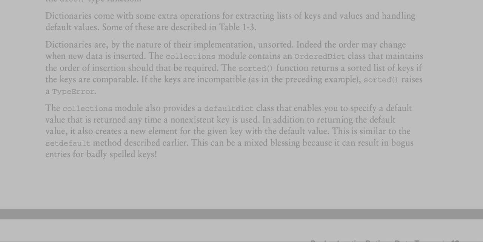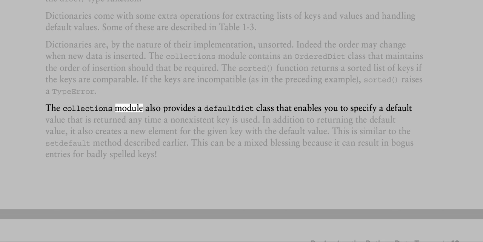You can create an empty dictionary by using an empty pair of braces, or by using the default value of the dict type function. Dictionaries come with some extra operations for extracting lists of keys and values, and handling default values. Some of these are described in Table 1-3. Dictionaries are, by the nature of their implementation, unsorted. Indeed, the order may change when new data is inserted. The collections module contains an OrderedDict class that maintains the order of insertion should that be required. The sorted function returns a sorted list of keys if the keys are comparable. If the keys are incompatible, as in the preceding example, sorted raises a type error.